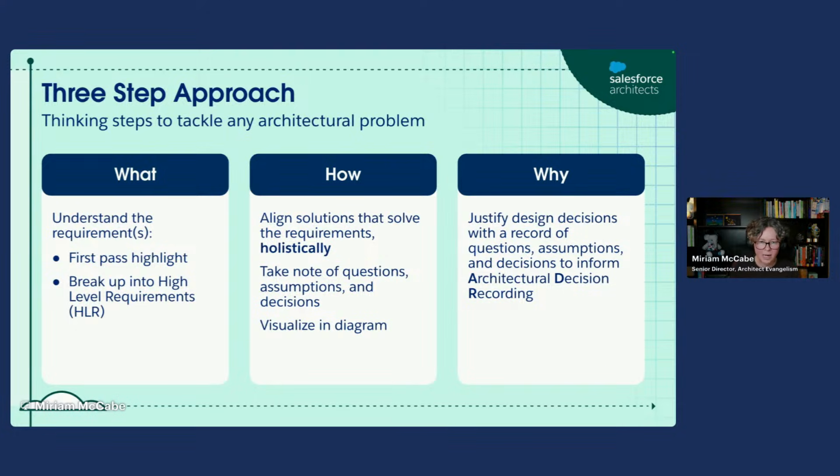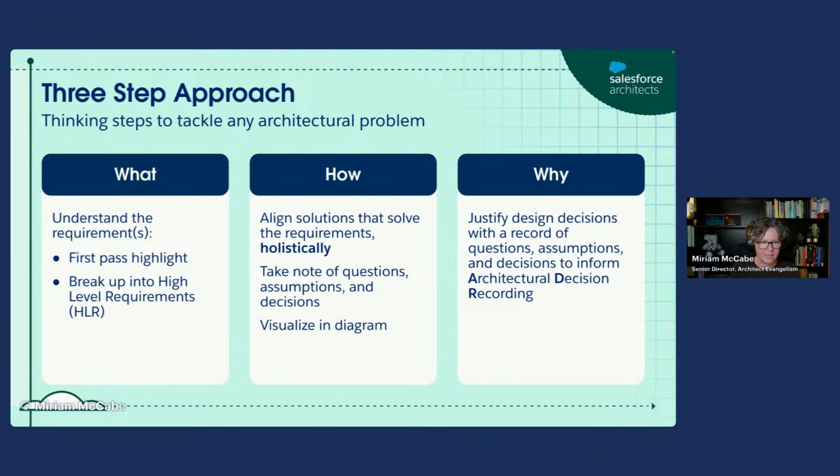Once we have the high-level requirements, we'll take them and use them in the how step to align solutions to solve these requirements holistically. And with holistically, I mean requirements communicate. So they can be contradictory, or one requirement may give more detail about another requirement. So I might group some of the requirements together, and while we then solve these requirements, I'll be taking notes of any questions, assumptions, and decisions, and visualize it in a diagram as I go along.